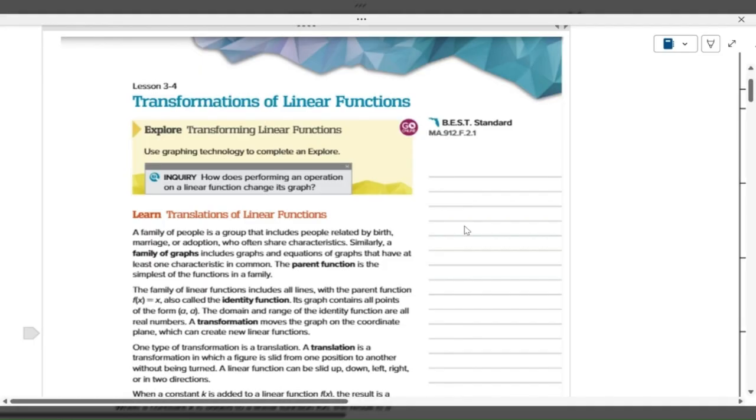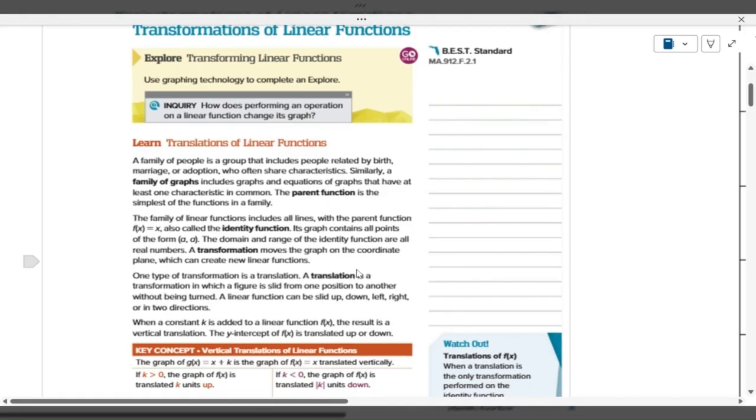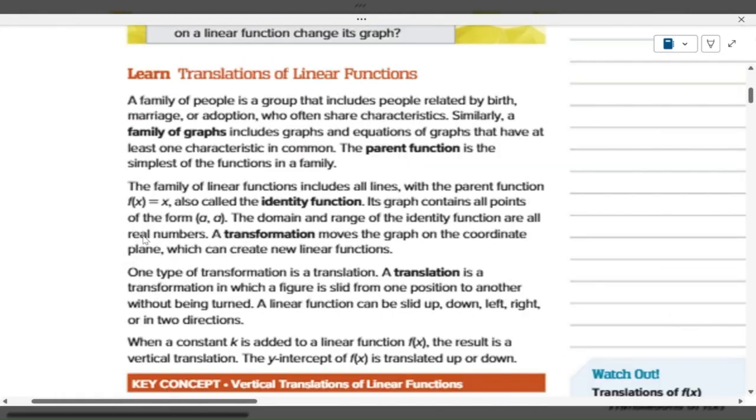So there's a very big learn box here today. What I want you to do is just put a bracket around it. So we're going to put a bracket right here. Okay. There's a few things I want you to underline as we go throughout.